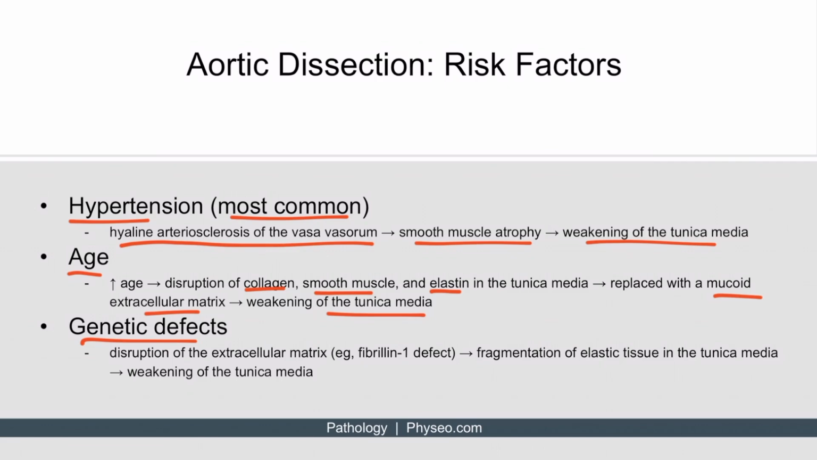With genetic defects, there is disruption of the extracellular matrix, such as patients with Marfan syndrome who have a fibrillin 1 defect. This leads to fragmentation of elastic tissue in the tunica media, which then results in weakening of the tunica media. So to review, the three major risk factors for aortic dissection are hypertension, age, and genetic defects. Each of these have somewhat unique pathophysiology, but they all lead to weakening of the tunica media. So remember, aortic dissection is due to weakening of the tunica media.